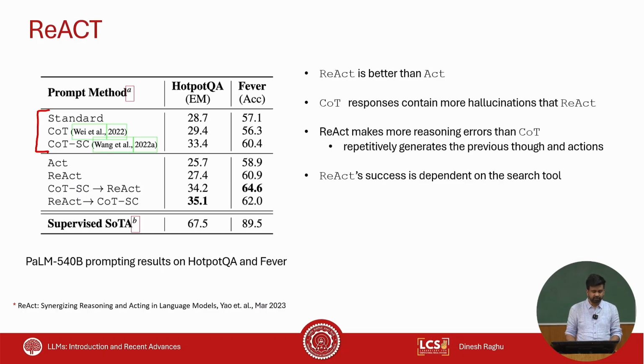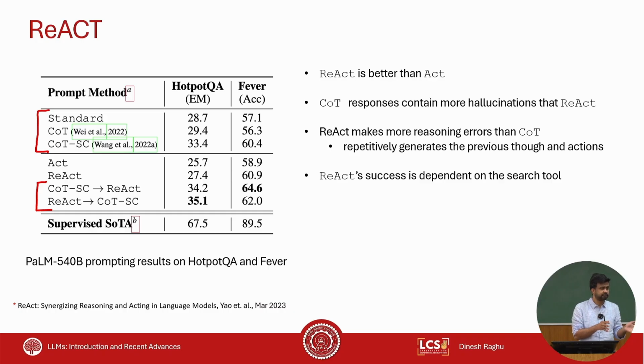So they tried two different back-off based approaches. These are the two techniques at the bottom. You start with chain of thought self-consistency, and out of 21, if none of the answers appear 11 or more times, then you back off to REACT. So if you have high confidence in chain of thought self-consistency, you go for that. If you don't have high confidence, then you back off to REACT. Same with the other way.